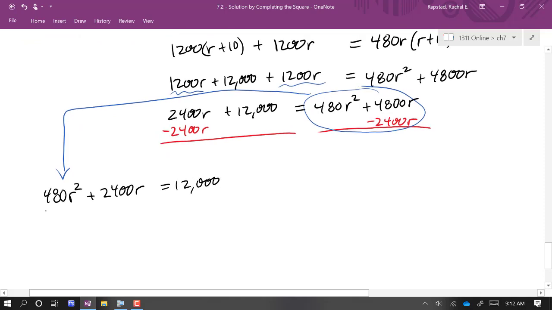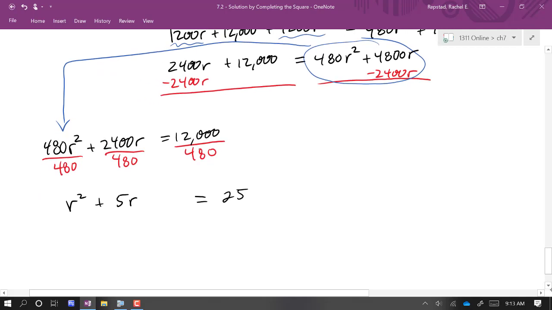Before we can complete the square, we need to divide out by the coefficient on r squared, so I'll divide by 480. So r squared plus 2400 divided by 480 is 5r. I'm going to leave some space for the magic. And then 12,000 divided by 480 is 25. Now we're ready to complete the square.